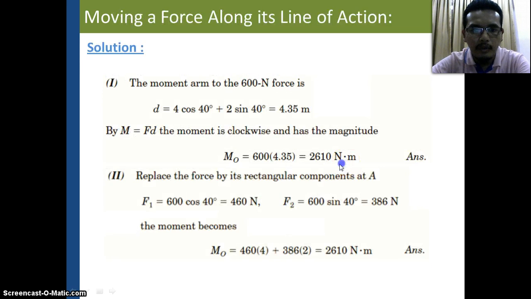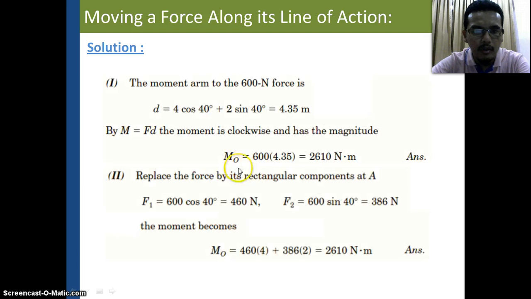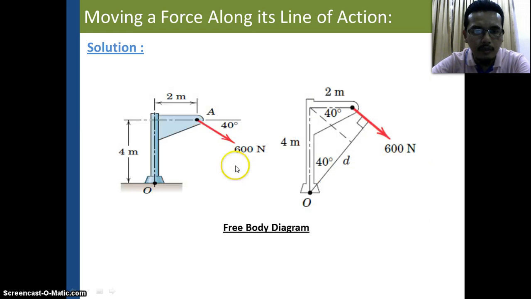Whereby, if you want to use the 4 meter, how do you utilize this 4 meter? You can resolve this 600 into a new line of action here. So you can find 600 multiplied by cos 40, then we can simply multiply by 4. You can see here, we replace the force with its angular components. So F1 is 600 cos 40.